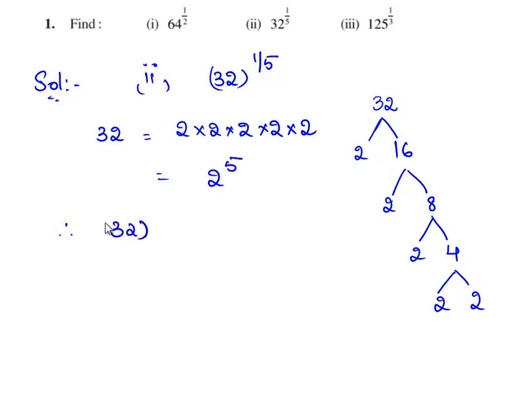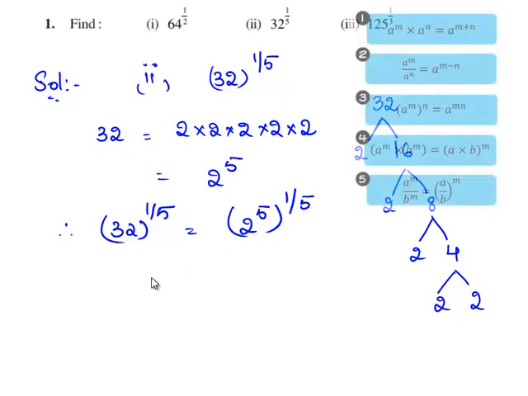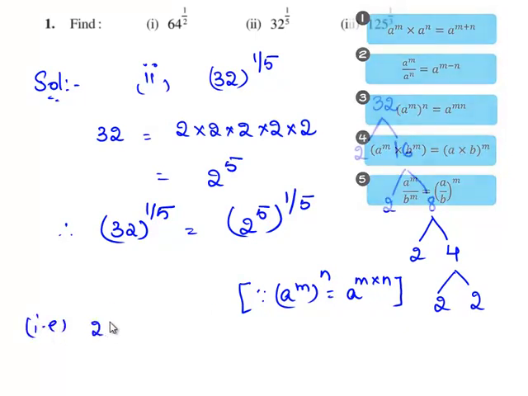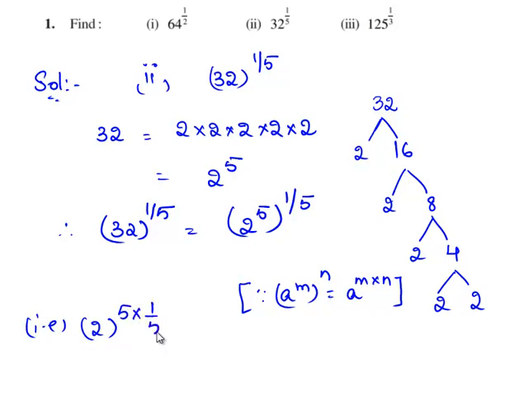Now we write 32 whole to the power of 1 by 5 as 2 raised to the power of 5 whole raised to the power of 1 by 5. As we know, if a power is raised to a power, then the exponents are to be multiplied, since a power m whole power n can be written as a power m times n. That is 2 power 5 times 1 by 5. Therefore, the common factor 5 gets cancelled and we are remained with 2 power 1. Therefore, 32 whole raised to the power of 1 by 5 is equal to 2.